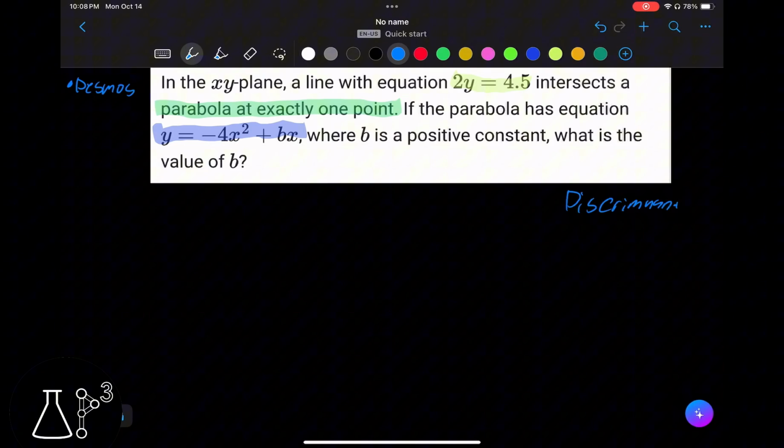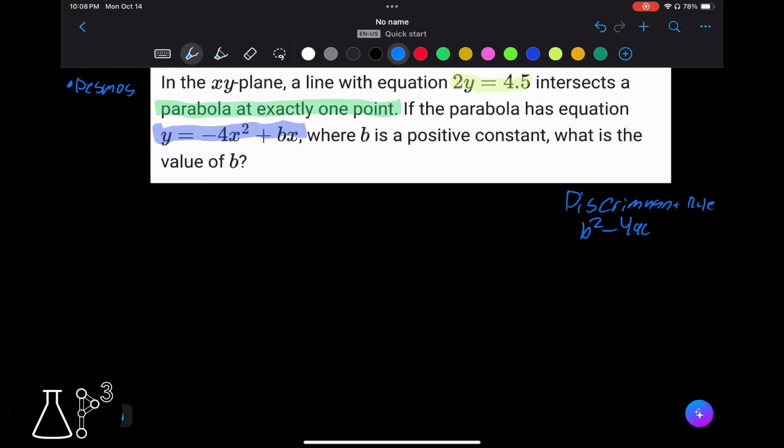I don't know how to spell it, but this is how I look at it. So what is the discriminant rule? It's basically where we have a quadratic equation, and we use that to create the formula of b squared minus 4ac. Well, why is this significant?